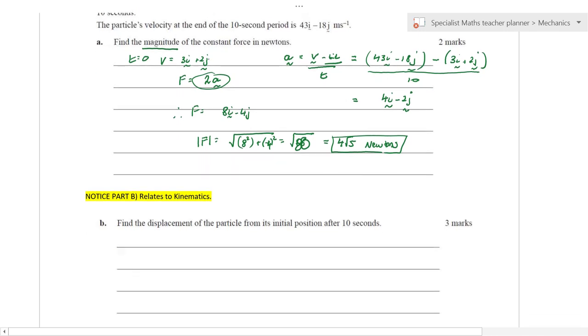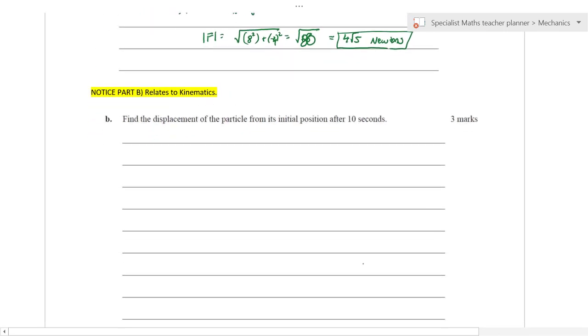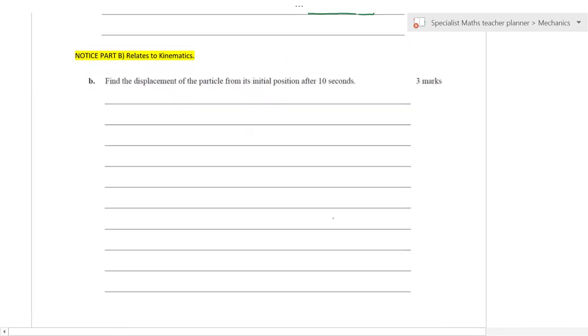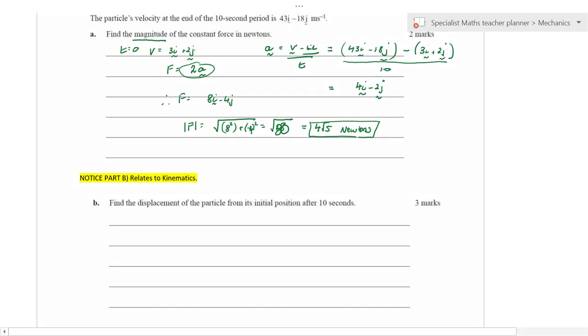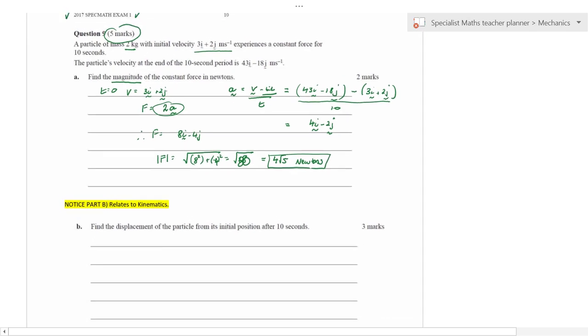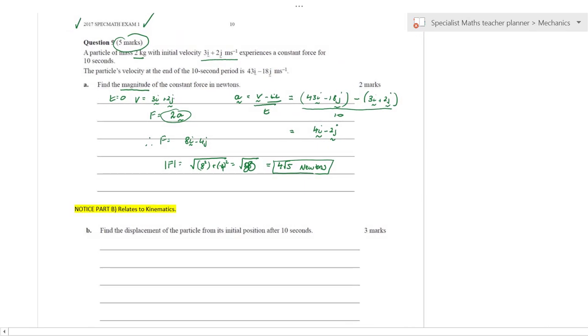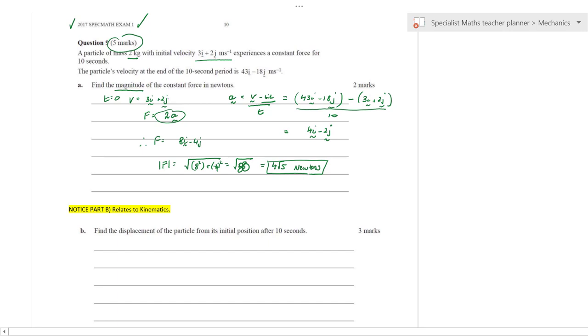And last but not least, find the displacement of the particle from its initial position after 10 seconds. Now, the thing is that we've got the initial velocity. The particle's velocity at the end is this. So what we've got to do, the trick to this, is the acceleration, which we've worked out, is equal to 4i minus 2j.